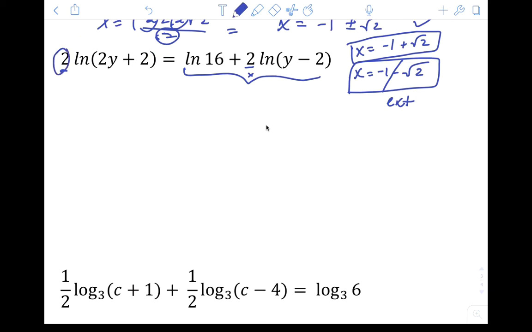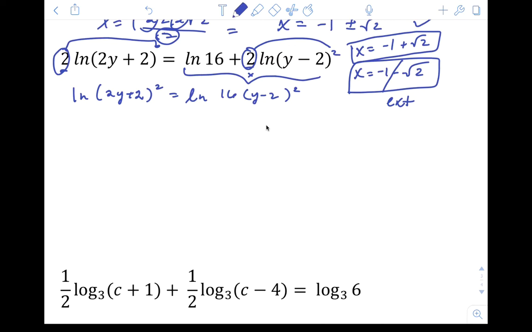So this 2 is going to go up right here. So I have the natural log of 2y plus 2 squared equals, this 2 has to also go up, and then we will also condense them. So it looks to me like I have 16 times y minus 2 squared.